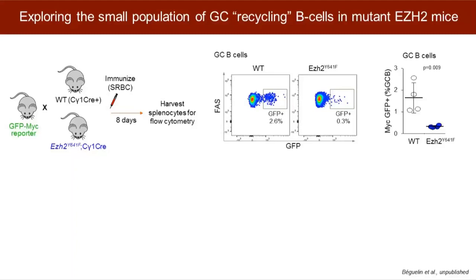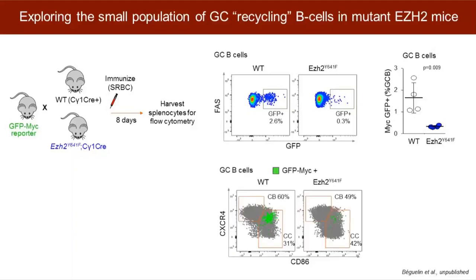Consistent with targeted single-cell RNA-seq data, we found a severe reduction of GFP-positive germinal center B cells in mutant EZH2 mice, indicating a failure of mutant EZH2 centrocytes to re-enter the dark zone. Also consistent with the Rhapsody data, GFP-MYC positive cells are exclusively centrocytes. This is CD86 high, CXCR4 low.